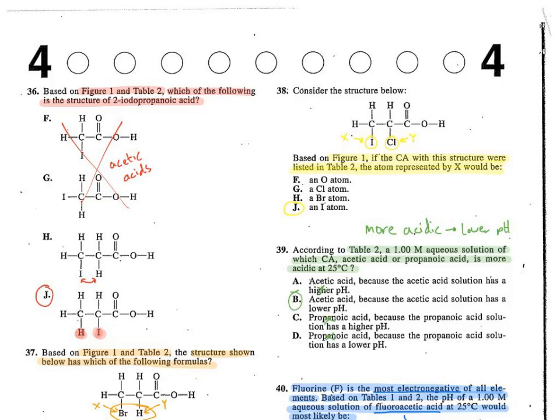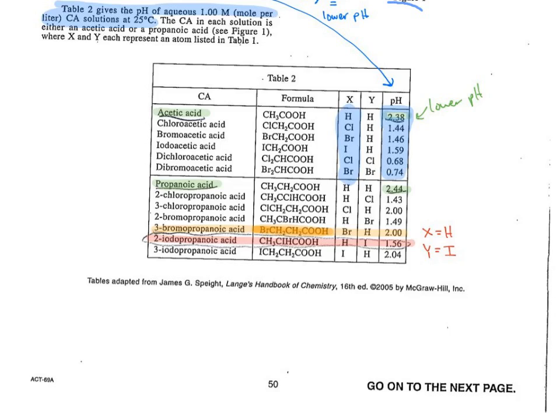So our first question, based on Figure 1 and Table 2, which of the following is the structure for 2-iodopropanoic acid? Okay, well, it's a propanoic acid, and it's 2-iodo. So if we look here, 2-iodopropanoic acid, its X is hydrogen, and its Y is I. Okay, so what does that mean?